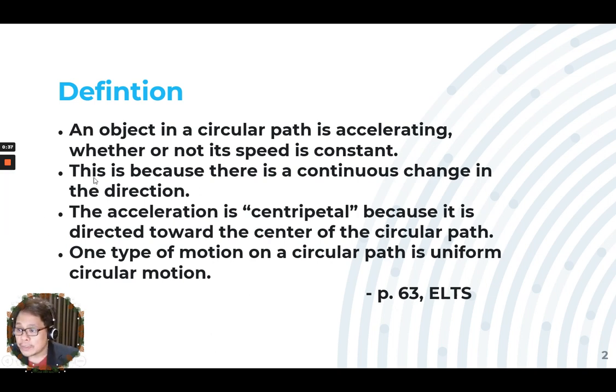Okay, the reason is given here. This is because there is a continuous change in the direction. The acceleration is centripetal because it is directed toward the center of the circular path. Okay, so paloob siya. One type of motion on a circular path is uniform circular motion. These definitions are taken from page 63 of your book, Exploring Life Through Science.